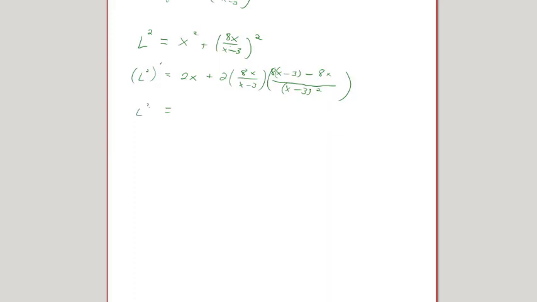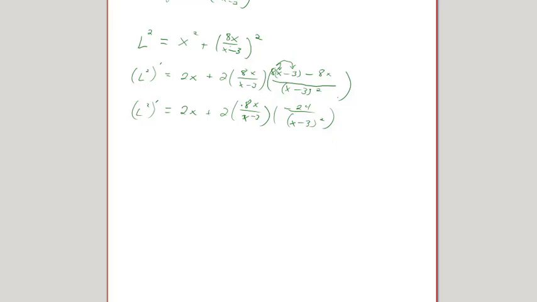But this is going to clean up a little nicer. So that is L squared derivative 2x plus 2 times 8x over x minus 3. Notice up here I'm going to have an 8x minus a 24 minus an 8x, so that's just going to become a minus 24 all over x minus 3 squared.